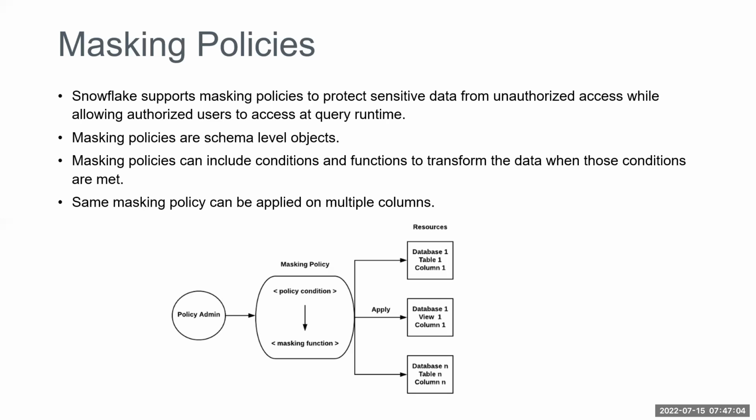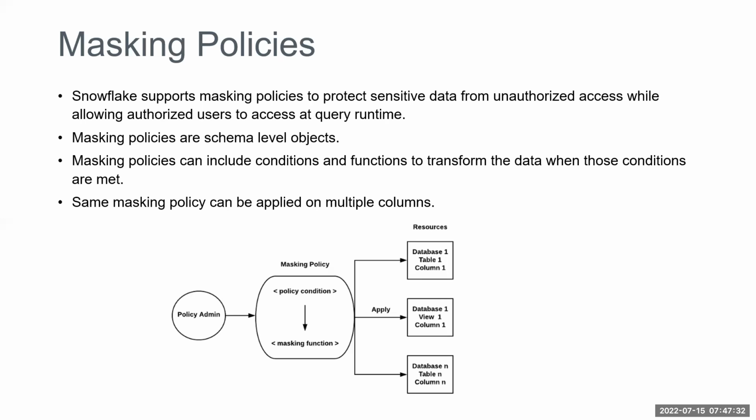It's the way of hiding the sensitive data from unauthorized access. Masking policies are schema level objects. That means you can create a separate schema for masking policies and store all your masking policies under that schema. These are database objects themselves, and you can see those masking policies. Masking policies can include conditions and functions to transform the data when those conditions are met.